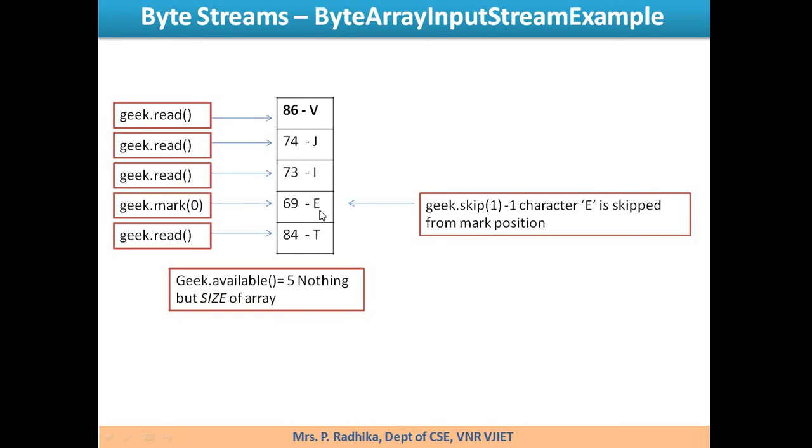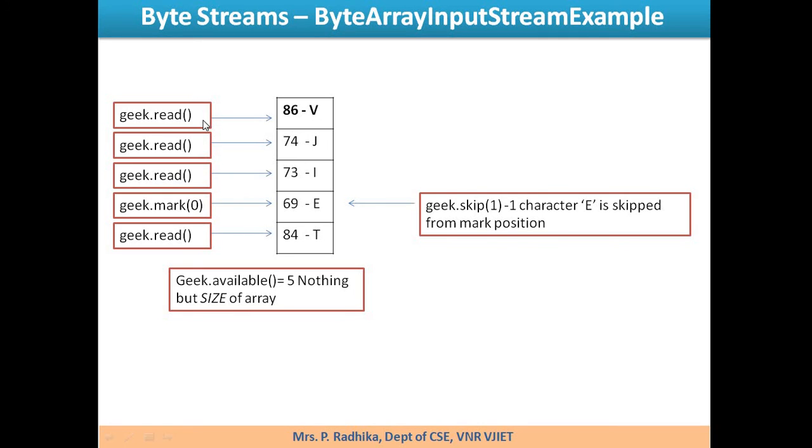And this character is not read. If this character needs to be read, what do we have to use? You have to use reset method. What does the reset method do? Reset method moves to the position marked by mark method. So whenever reset is used, the cursor comes to this position, and from this onwards you can issue read, and then you can read both the characters E and T.